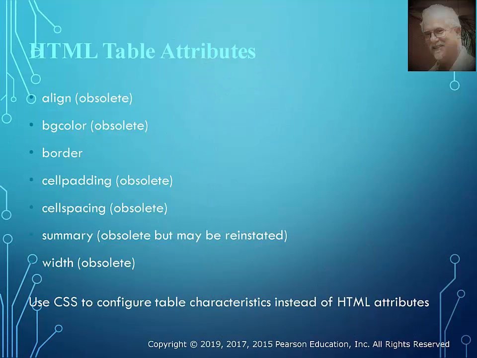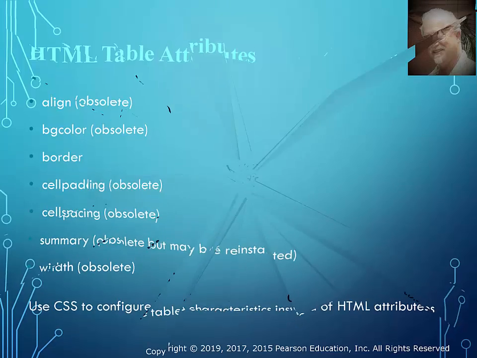Okay, there are also some other attributes, a lot of which you can see from the slide, are considered obsolete. Align, BG color, obsolete. Border, okay. Cell padding, interestingly enough, obsolete. Cell spacing, obsolete. Summary, obsolete. Width, obsolete. Now you can actually use some of these things, but you're going to get a very erratic result. I would recommend that you avoid them at the very least.